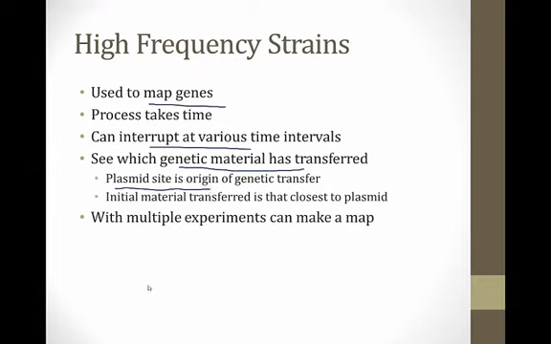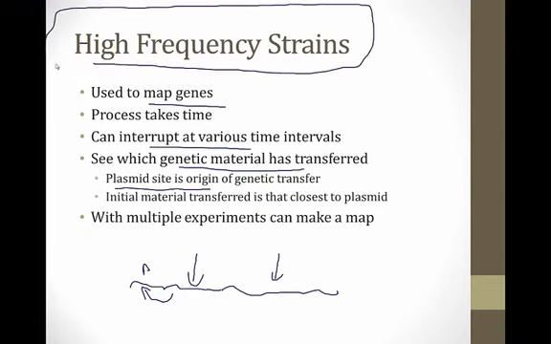So we can interrupt that process. And for example, if we see the plasmid portion right here has been transferred and then we see a gene for antibiotic resistance, we know that that gene for antibiotic resistance must be very close to the plasmid insertion site. We can then allow some more transfer to take place, and we may see further bits of the bacterial genome transfer, and then we can map what those are. And this is the way we can get an entire map of a bacterial genome, and that is the real utility of high-frequency strains in a microbiology laboratory.